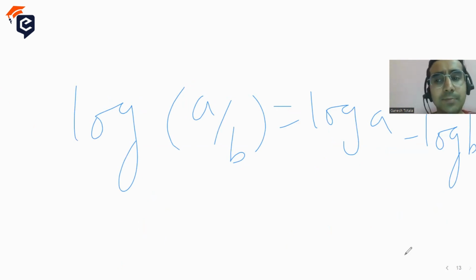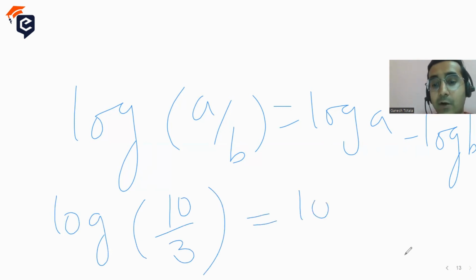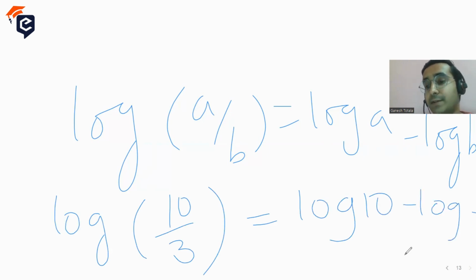Let's try one example on this. Suppose I have to find out log of 10 by 3. So it is in the form log of a by b. So just write down: it is log of numerator minus log of denominator. I hope it's clear. This is the second law.